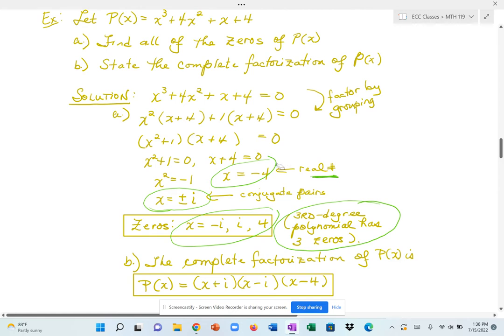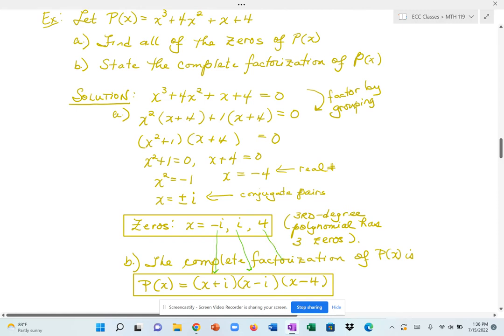Part B of this problem is asking you to state the polynomial in terms of its complete factorization. And that was the theorem that I gave you a minute or two ago, which is to write your polynomial as a product of linear factors. So the zeros are negative i, i, and negative 4. This is the factor associated with negative i, this is the factor associated with positive i, and this is the factor associated with negative 4. So p of x equals x plus i, x minus i, and x plus 4. And if you were to expand that out, multiply it out, it would equal the original polynomial.